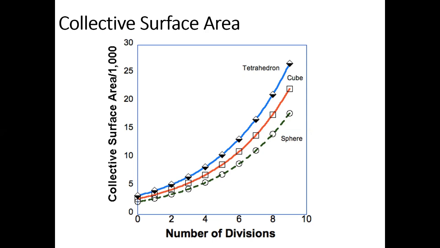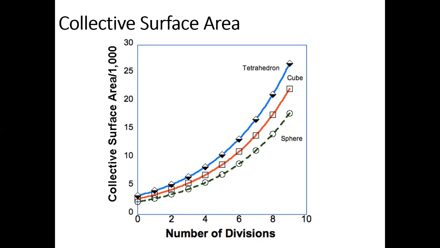Anyway, look, here's a sphere, and these are equivalent volume. So all three of these geometric figures have equivalent volume. However, with the same number of divisions into equal pieces, whether they're tetrahedrons, cubes, or spheres, the tetrahedron has the highest collective surface area, even though it has the same number of particles. The next one is the cube. The third one is the sphere, so the lowest collective surface area is given by the sphere.